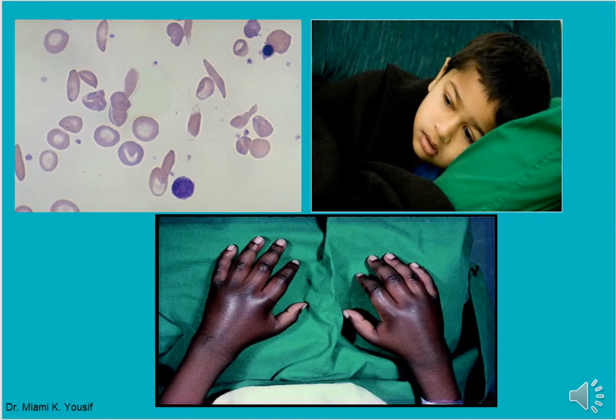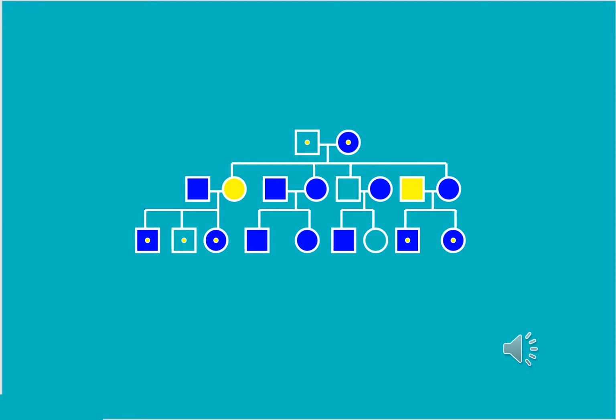What abnormality is shown in this blood film? And what do you call the condition involving the hands of this child? What is your diagnosis and what is the mode of inheritance of this disease? What pattern of inheritance is shown in this pedigree?